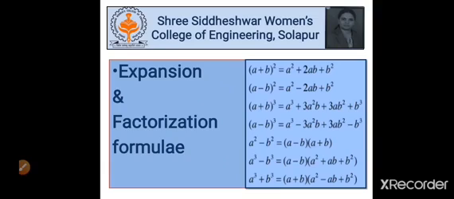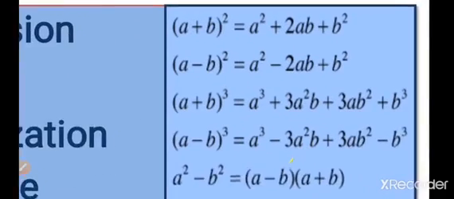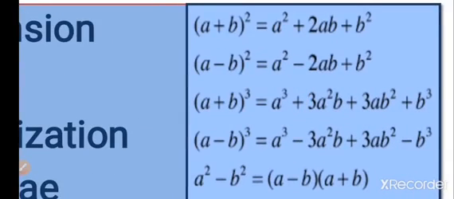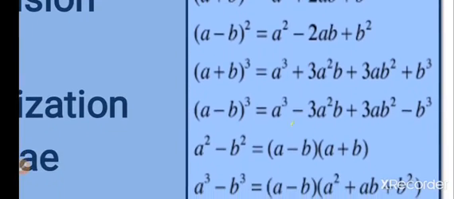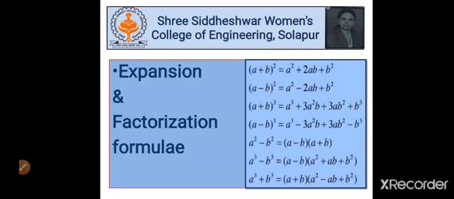Actually, we have studied all these formulae, all these concepts in 7th, 8th, 9th standard. So, everyone should know all these formulae perfectly. So, what are these formulae? The square expansion of a plus b, the square expansion of a minus b, cubic expansion of a plus b, cubic expansion of a minus b. Along with these expansion formulae, you should know the very famous factorization formulae. First one, a square minus b square. Then a cube minus b cube and a cube plus b cube.